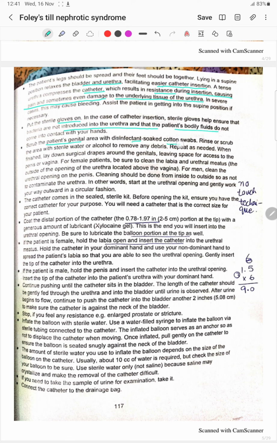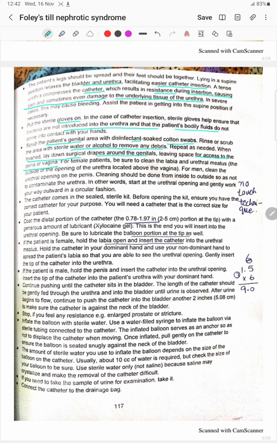disinfectant and soaked cotton swabs, and rinse or scrub the area with sterile water or alcohol to remove any debris. Repeat as needed. When finished, lay down the surgical drapes around the genitals. Leave space for access to the penis or the vagina.